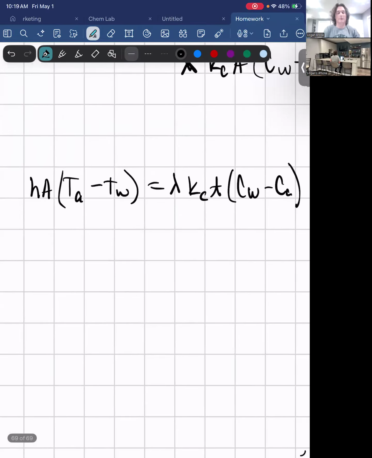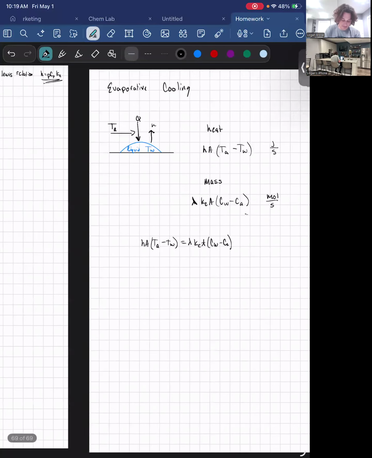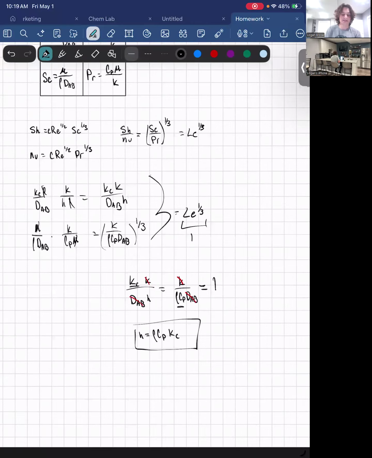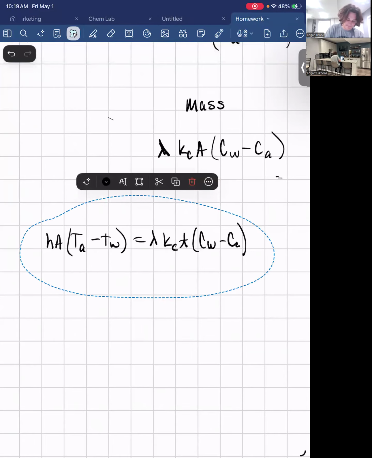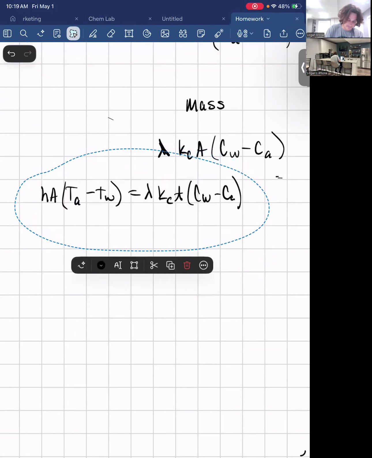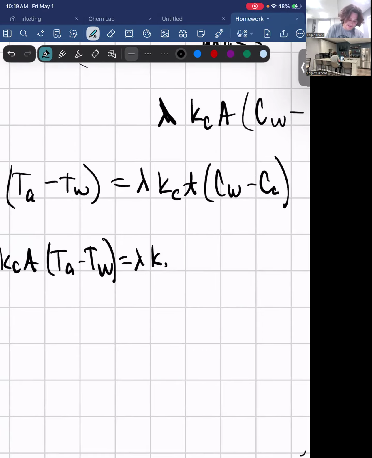Now, like what we just solved for in the last part, we know that H equals rho Cp Kc. So we plug that in. I'm going to move this up. We can plug that in for H, so it'll be rho Cp KcA times T air minus T water equals lambda KcA, concentration of water minus concentration of air, right?